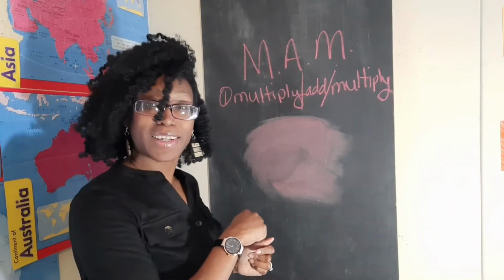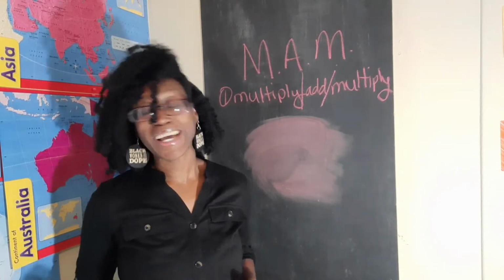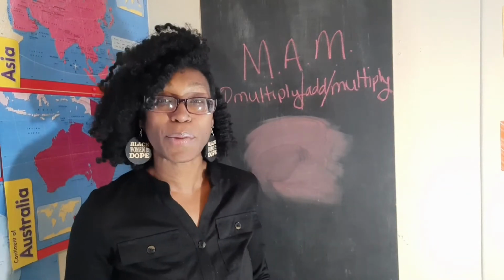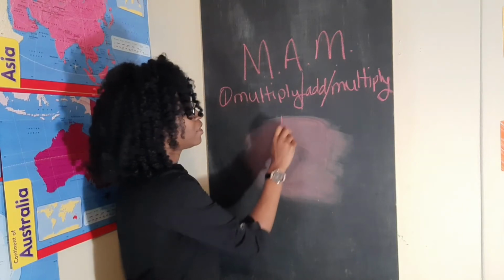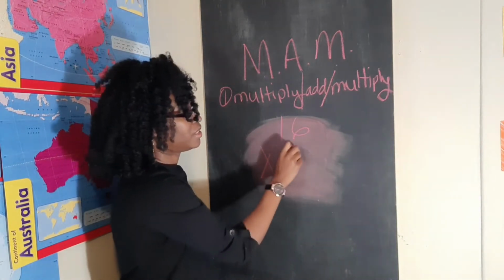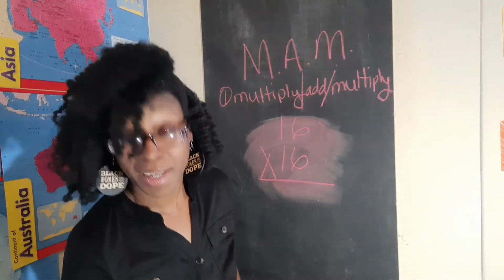Now that you tried 11 times 11 on your own, hopefully you got 121 as your answer. Let's go ahead and try one where you have to carry over a number. All right, so let's go ahead and try 16 times 16. All right, so let me make my X sign.